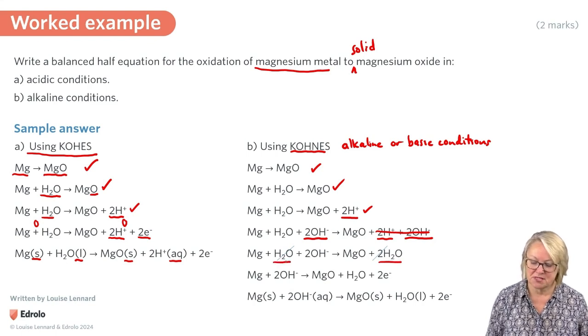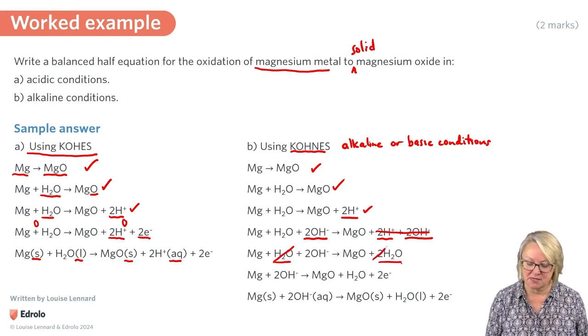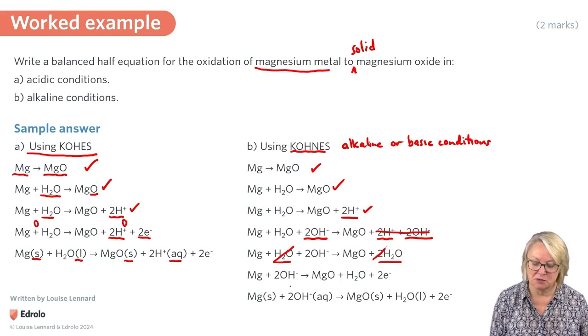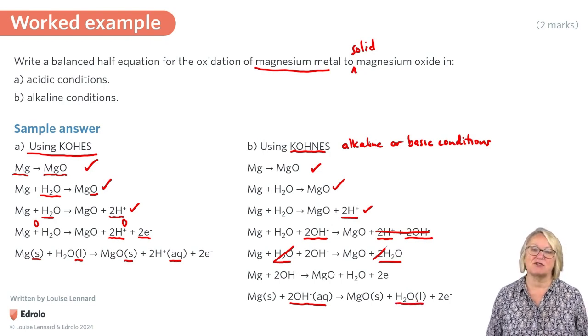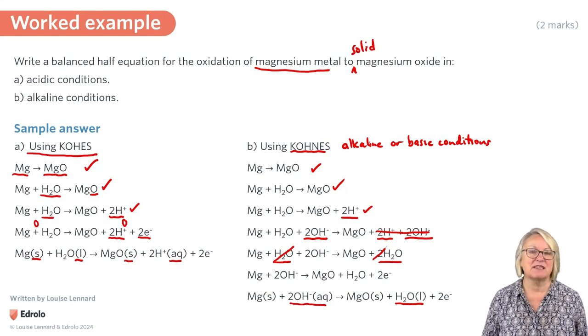Now we've got water on both sides of the equation, so we can cancel out this water completely and cancel the coefficient of 2 on this side. So now we're left with magnesium plus 2 hydroxide ions reacts to form magnesium oxide plus 1 molecule of water plus 2 electrons, and then we can add states. So the hydroxide ions are in aqueous conditions, the water is liquid, and the electrons don't have states. So that's how we use COEs and CONES to write our half equations.